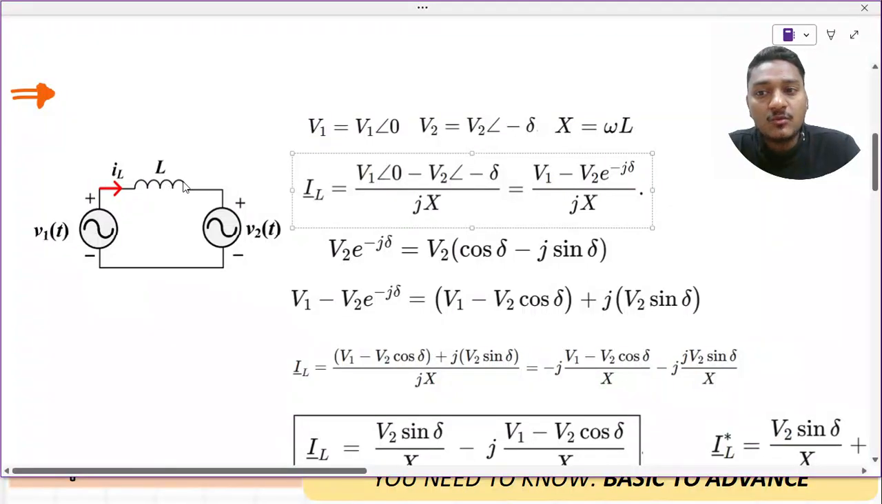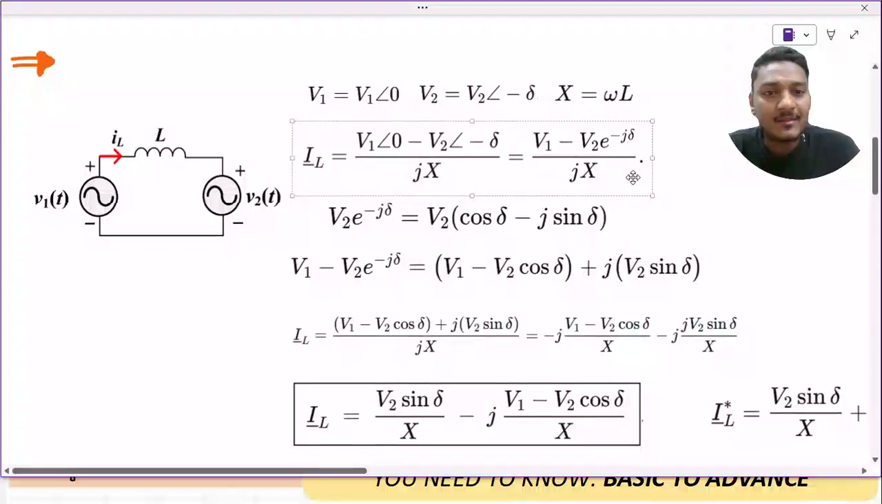Now, can I know the current flowing through this particular path? Yes. IL is equal to V1 of t minus V2 of t divided by XL, and we already defined what V1 of t and V2 of t are. So I just put in these values. Now V2 at an angle of minus delta, what can I write? V2 e raised to the power minus j delta. This is a very basic fundamental expression.